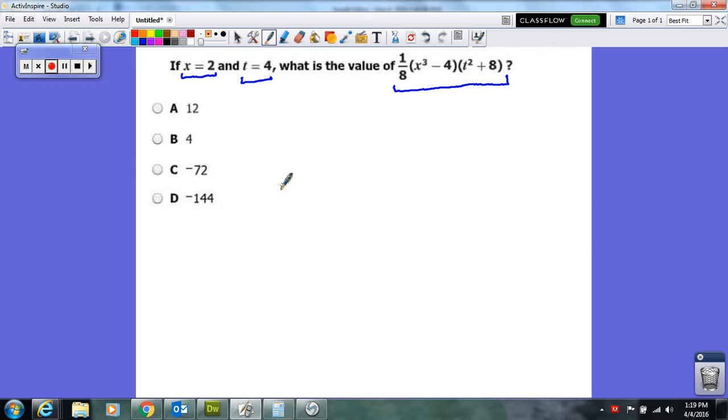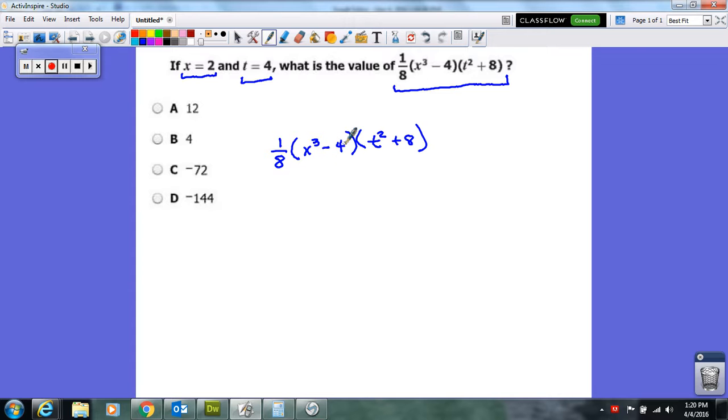If I were actually a student taking the SOL test and this was one of the questions, I would transfer this question over to my scrap paper, and I'd be very careful to make sure that I transfer it correctly. So I have 1/8 and then parentheses x cubed minus 4 and then t squared plus 8. Being very careful when I write the cube and the squared to know it's a cube and a square, not x times 3 or t times 2.